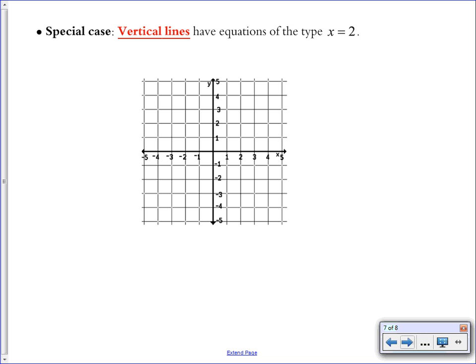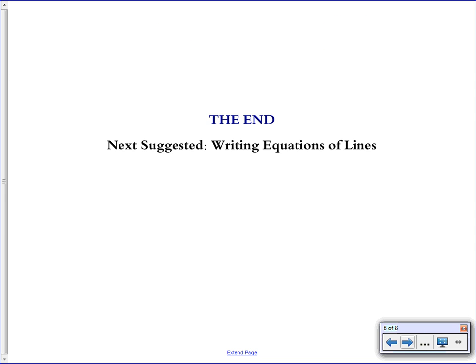Vertical lines are just the opposite. Now we're looking at equations of the type x equals some constant. So we're looking at the set of all points that have an x value of 2. The x value is 2 right here, but it's also 2 here, and so on and so forth. So when you connect the set of all points that have an x value of 2, you get a vertical line. And that is all.